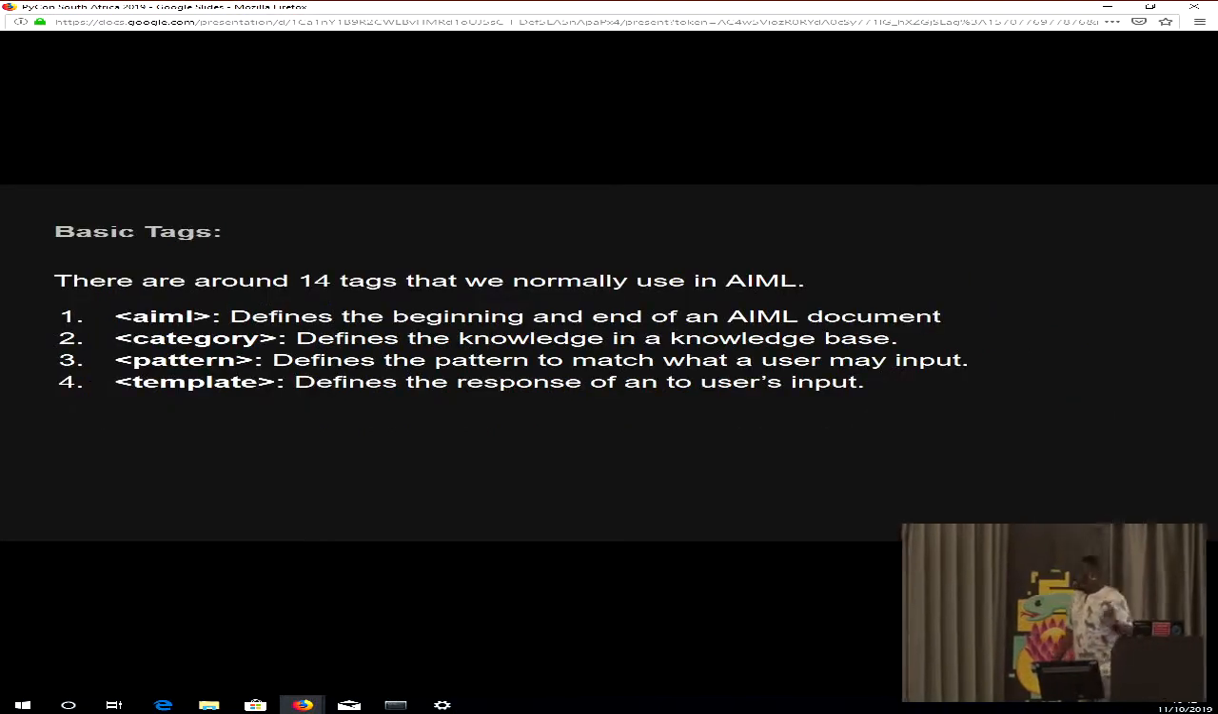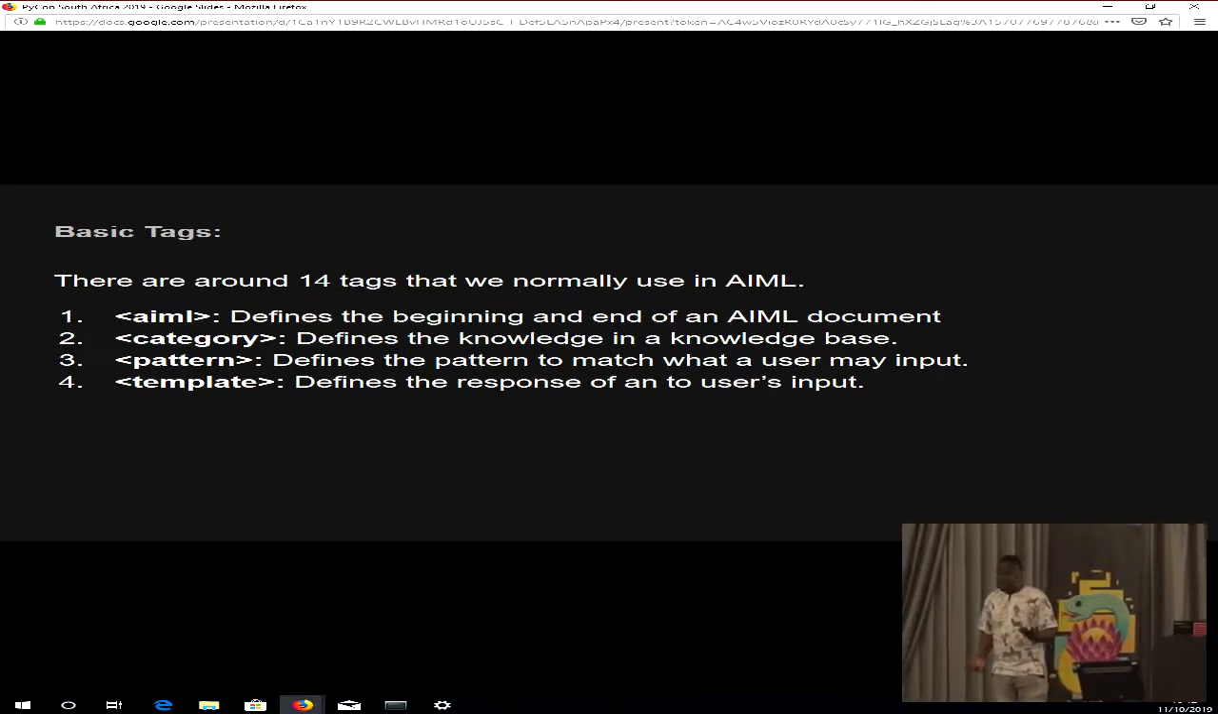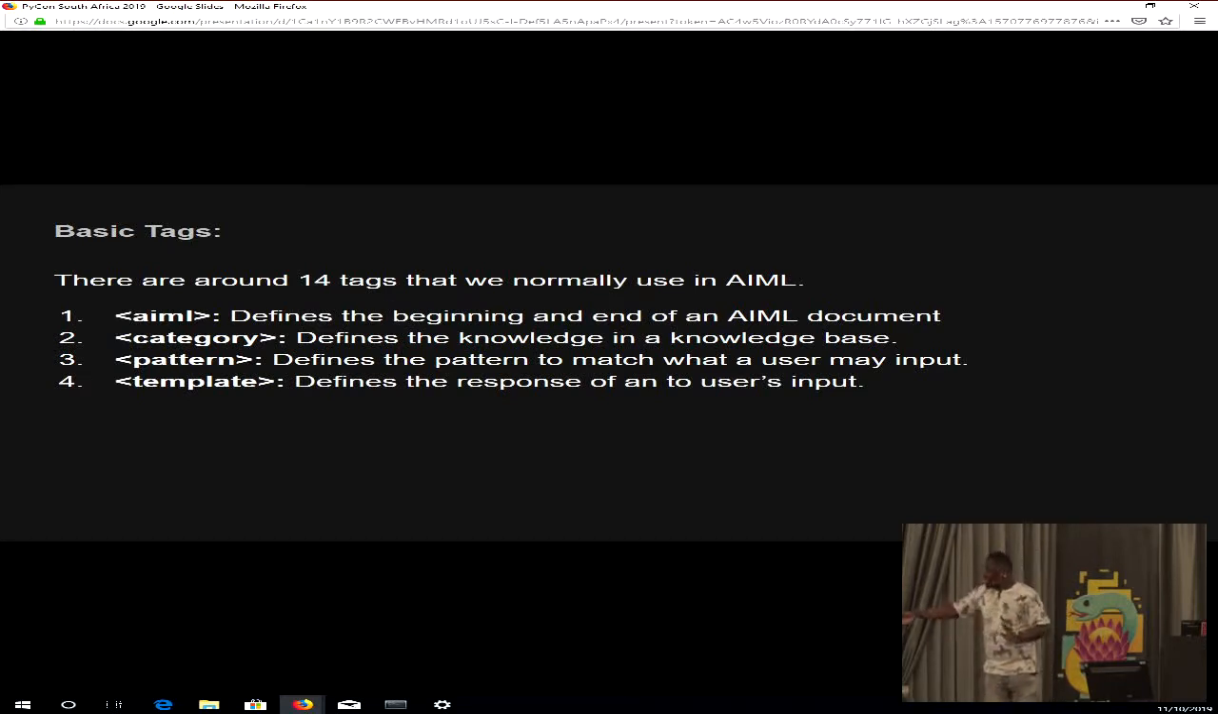So those are some of the tags, because AIML acts like HTML. If you're a web developer, you might find something similar, where you have to define HTML first when you are developing a website. In the end, you have to close it. So it's the same with AIML. It has those tags: AIML, category, pattern, and template.